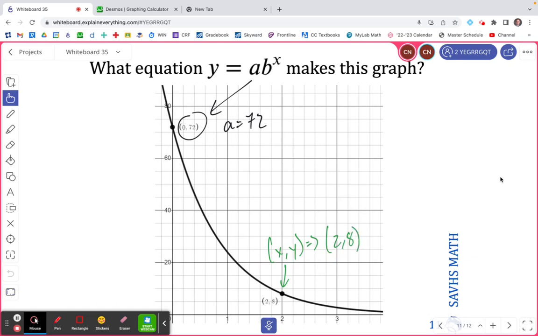So we're going to do the same process. y equals 72 b to the x, and we're just going to put in the 8 for y and the 2 for x. So here goes. 8 equals 72 b to the 2. Okay, so then divide both sides by 72.